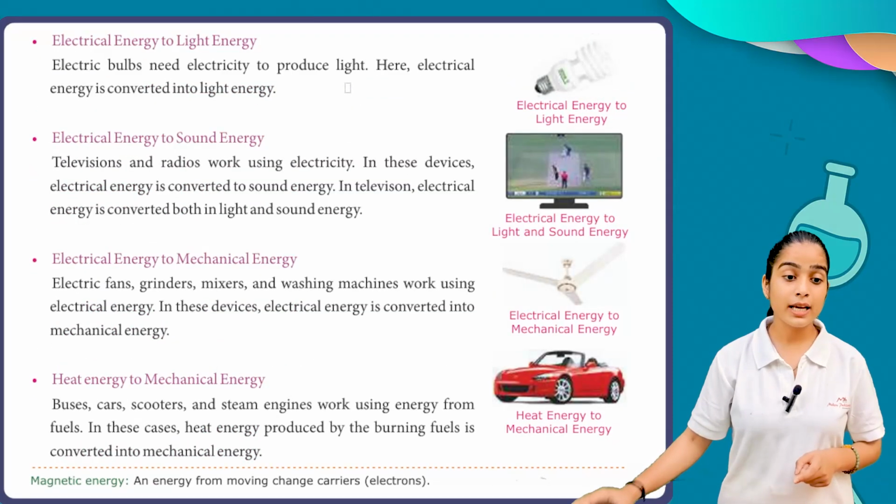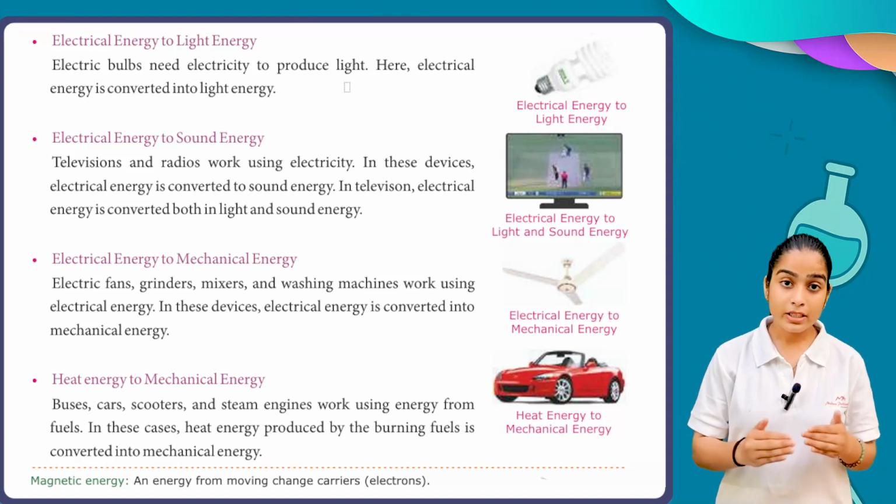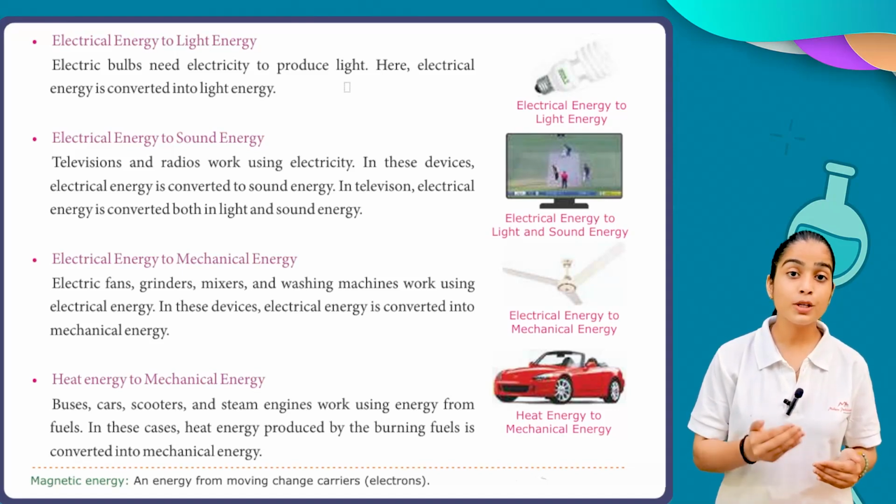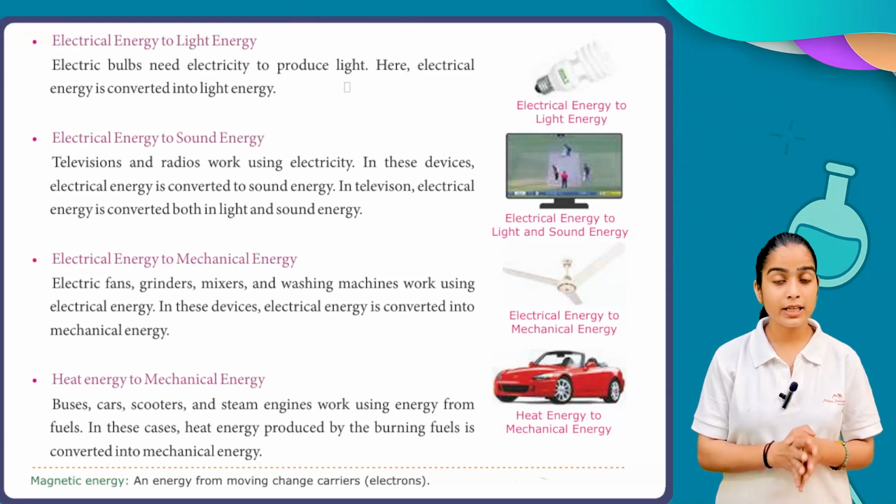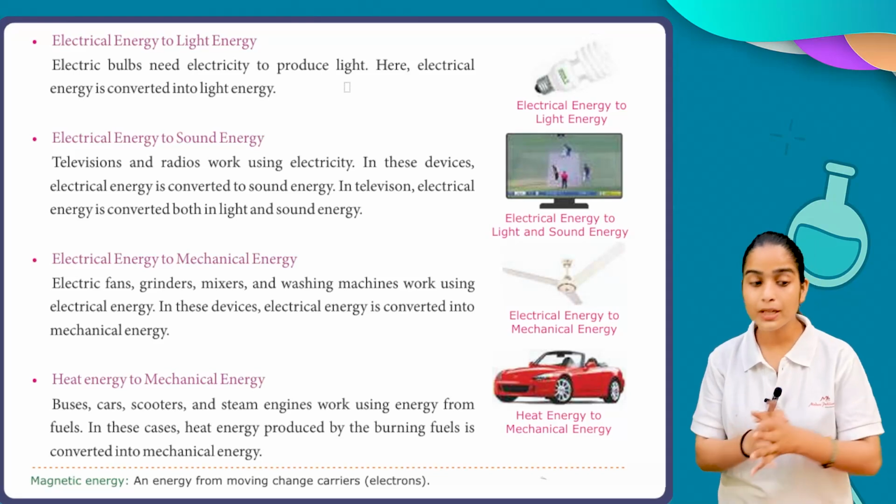Next, electrical energy to light energy. An electric bulb needs electricity to produce light. Here electrical energy is converted into light energy.